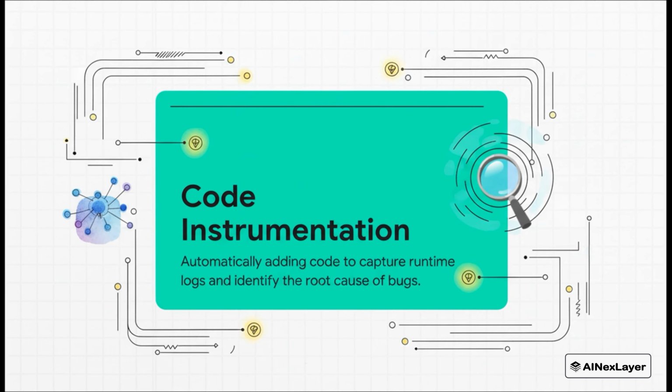Well, the magic here is something called code instrumentation. Think of it like this. The AI agent goes into your code and cleverly places these little logging checkpoints everywhere. It doesn't change your code's logic, it just watches the flow to see exactly where things break.